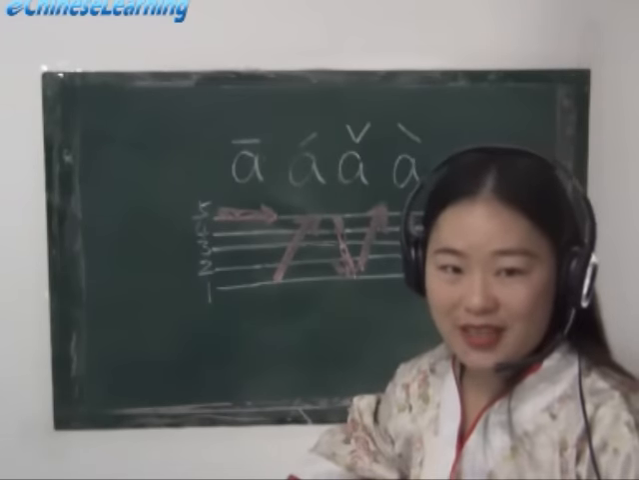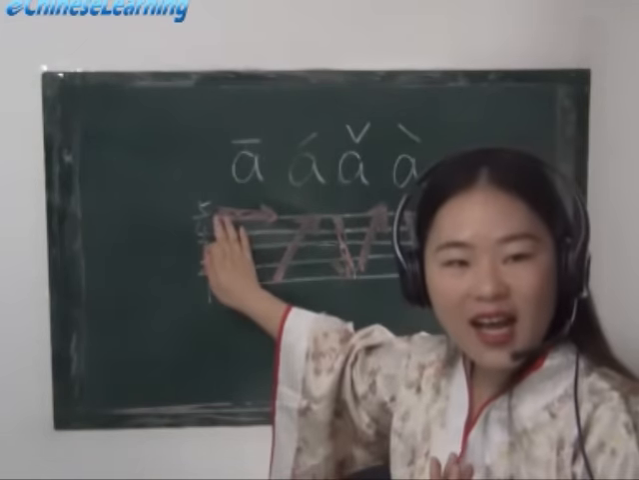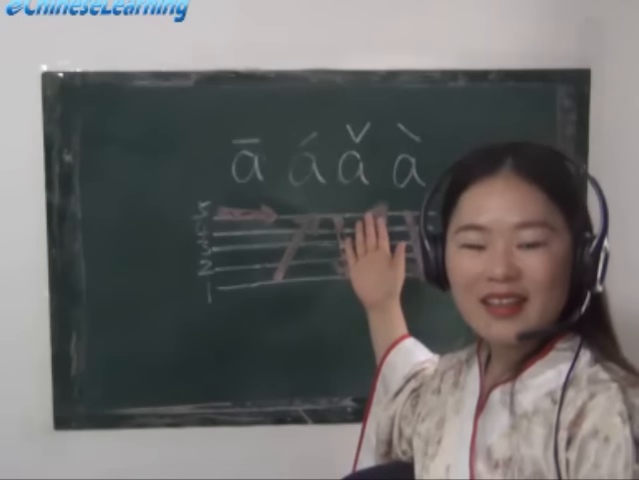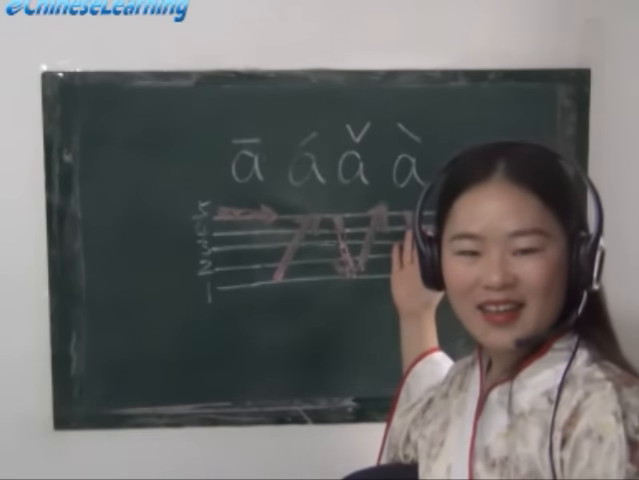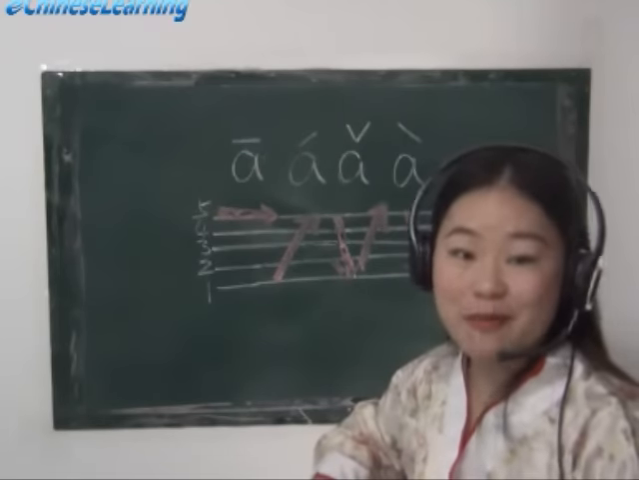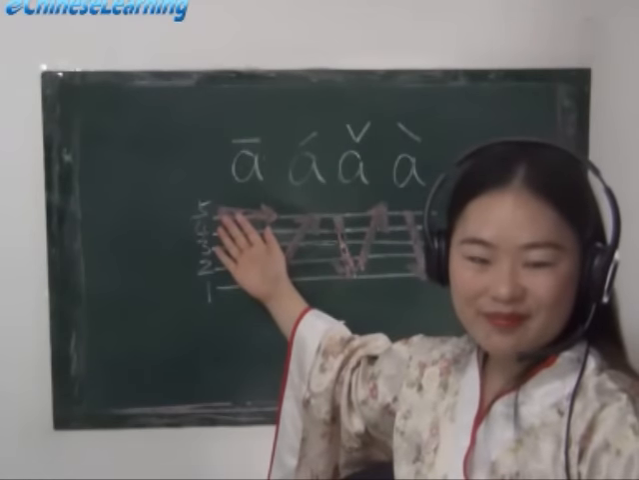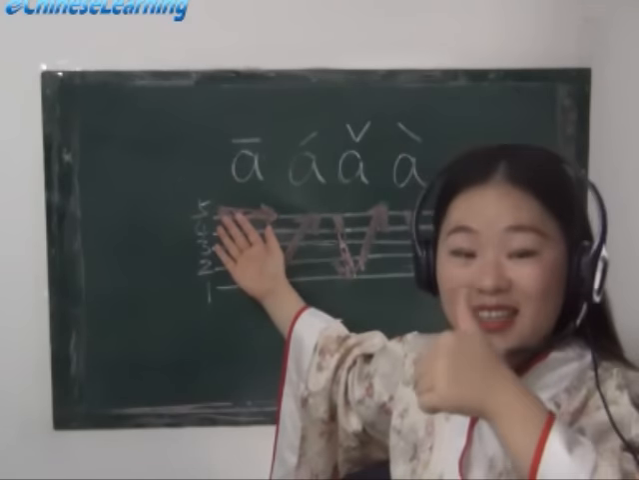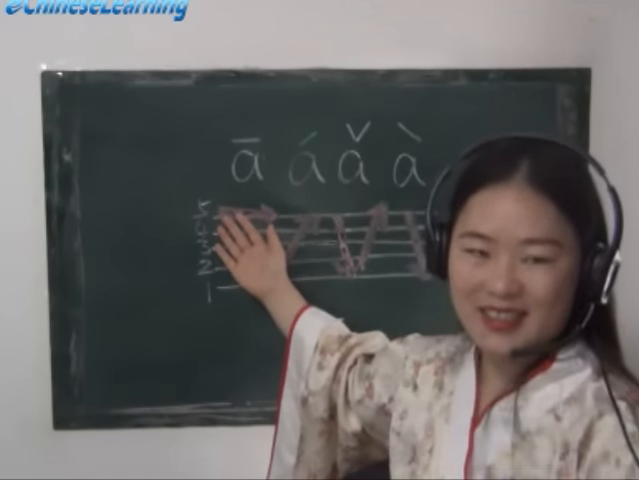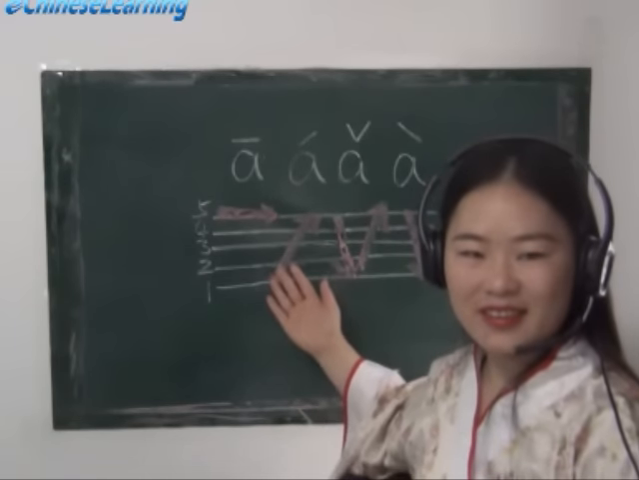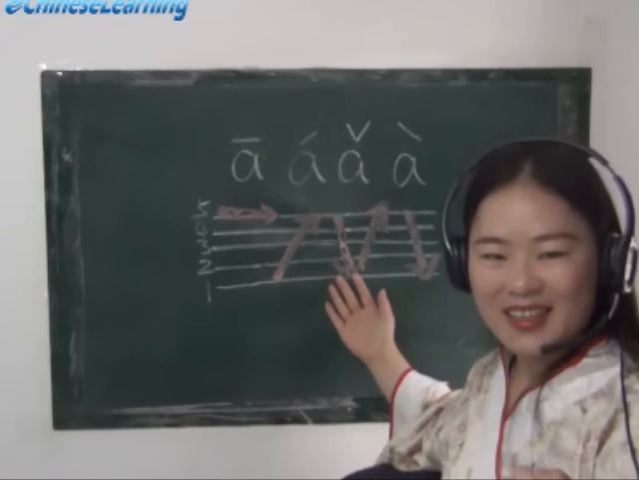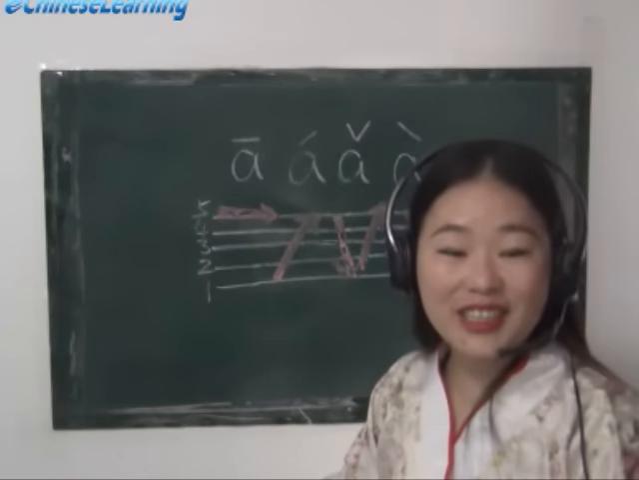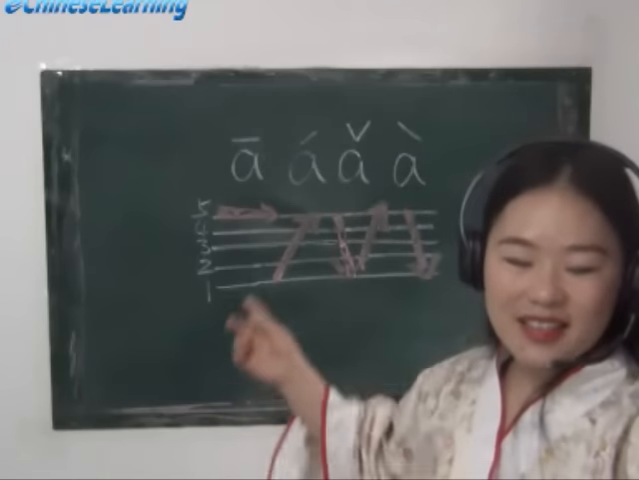Okay, now let's try to read it again from the first tone to the last tone. Very good. So now can you try to read by yourself from here? Open your mouth. Yeah, very good. Second tone. Very good. Third tone. Yes, last tone. 很好,很好, you did a very good job. 很好 means very good. Okay, those are the four tones.